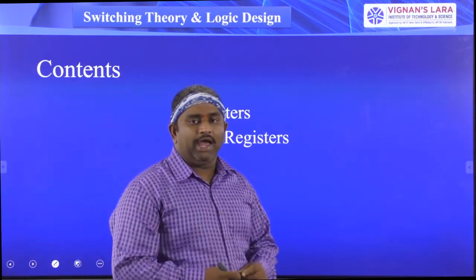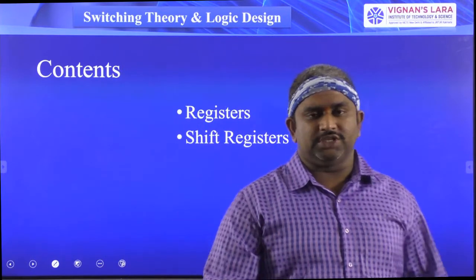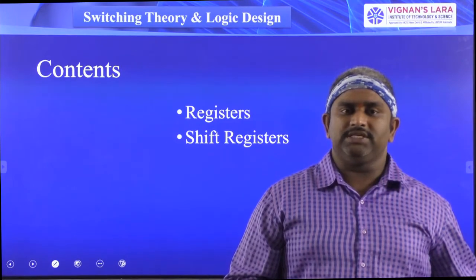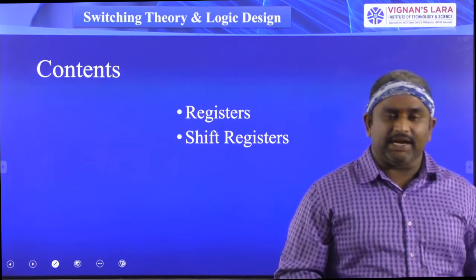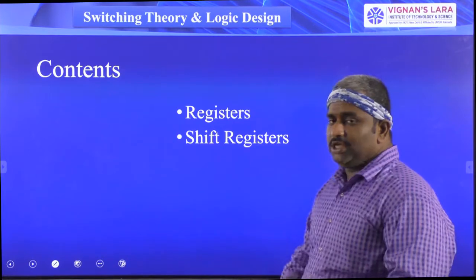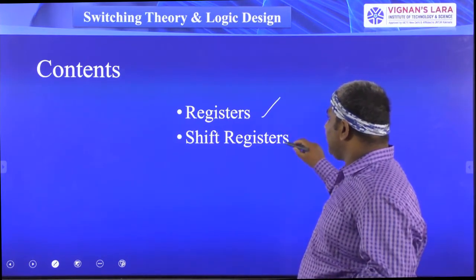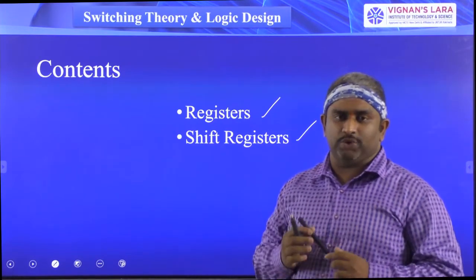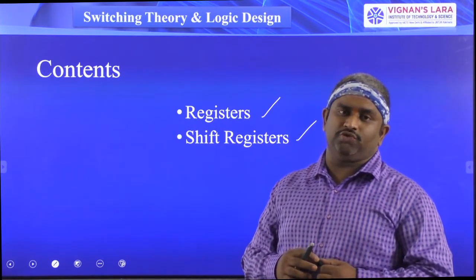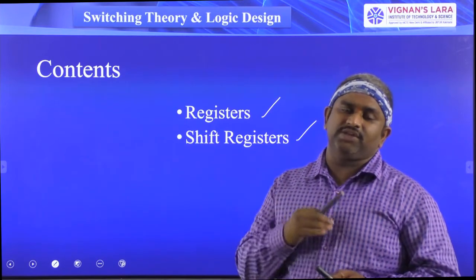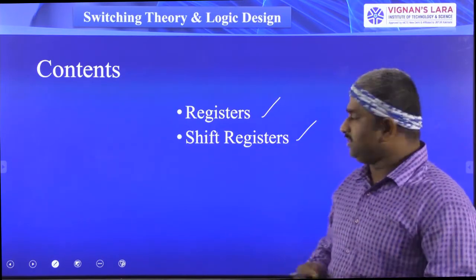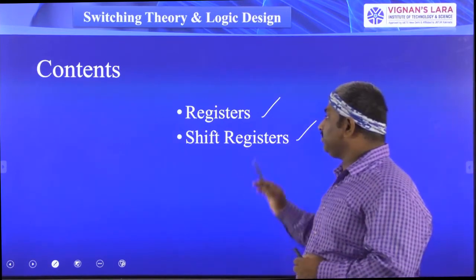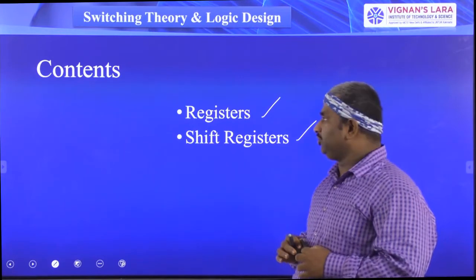There are two types of registers available. The first one is normal registers and the second one is shift registers. The register is used for storing the data, whereas the shift register is used for storing the data and transferring the data from one place to another. Almost all for both registers we have the same operation.